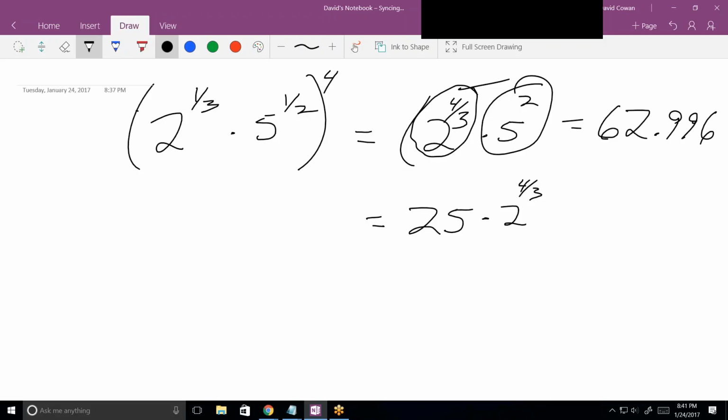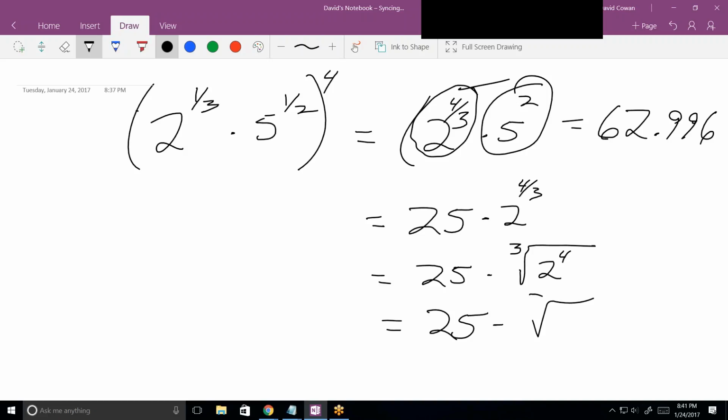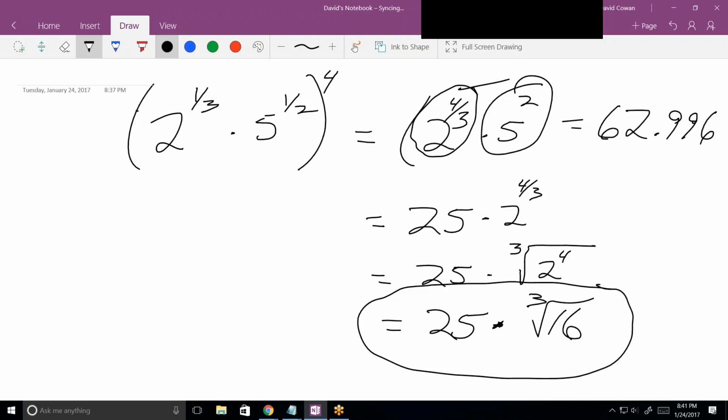And you could do that in a number of ways. You could do 25 times the cube root of 2 to the 4th. Could write it like that also. Or I could do 25 times the cube root of 16, which is 2 to the 4th. So this, I can guarantee you, would not lose you any points.